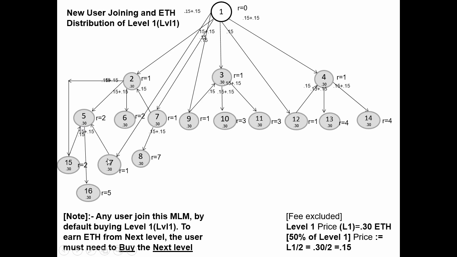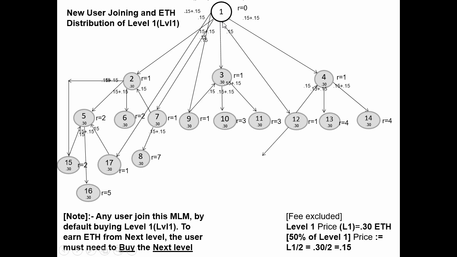as it is connected directly with this user, and the rest of the 50% money, 0.15, will go to user 1 as he is the introducer. Make sure user 1 already bought the third level, otherwise he will not get this 0.15. Anyway, I'm assuming that user 1 already paid level 3, that's why he got this 0.15.